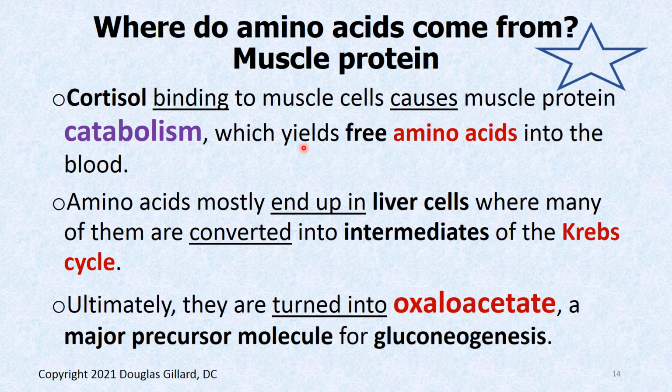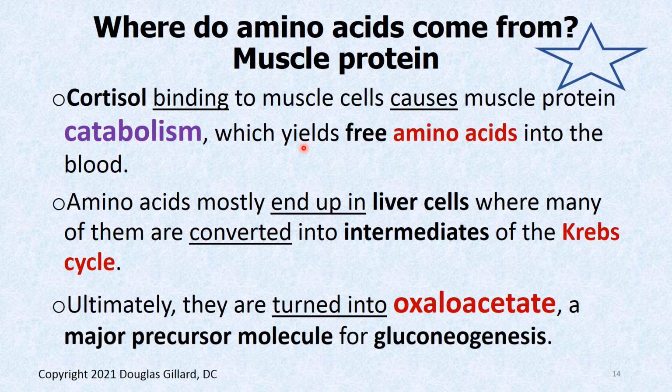Where do the amino acids come from? That's a nice, easy question. Well, the muscle, of course. So the process of catabolism: cortisol binds to muscle cells, and it causes the muscle to break down and release the free amino acids.